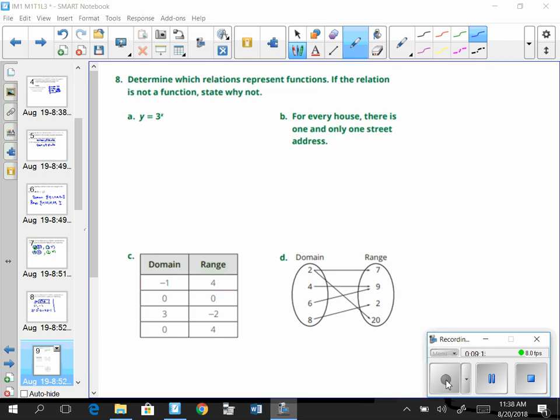Here we're deciding if something is a function or not. If not, we have to say why. For A as an equation, as long as that equation always gives us one output for every input, which is pretty much any equation you've ever seen, we get to say, yes, that's a function. You could verify that if you wanted to by making a table. No matter what number you plug in, you're going to get a different number out. There's no way you're going to write down like the number 0 and get two different answers.